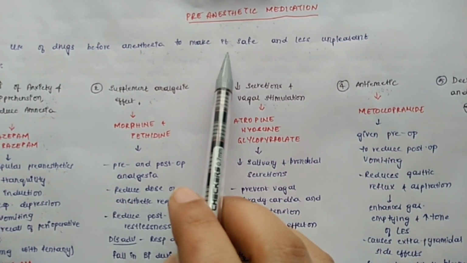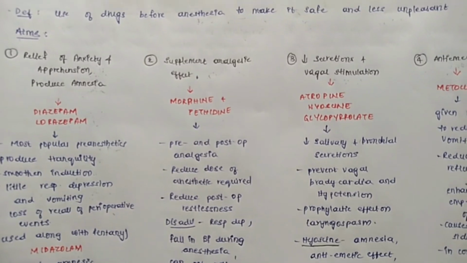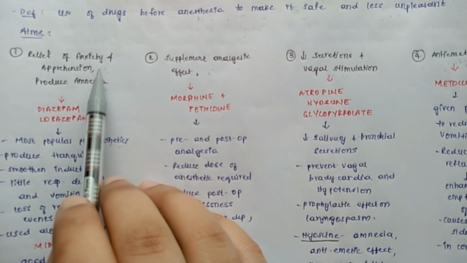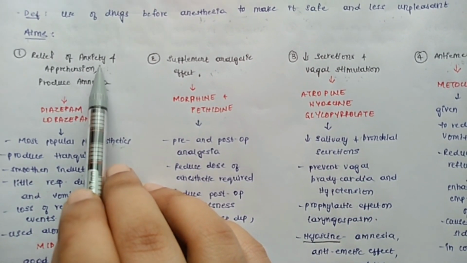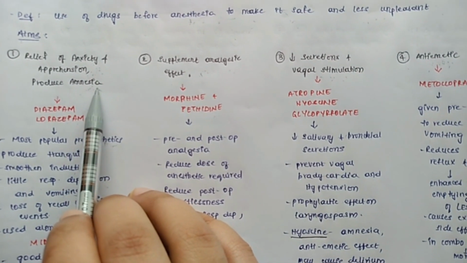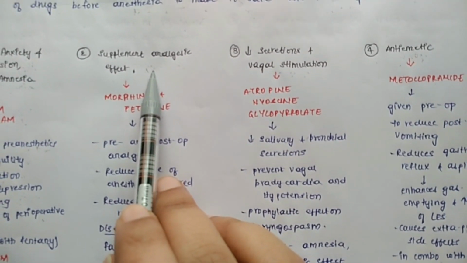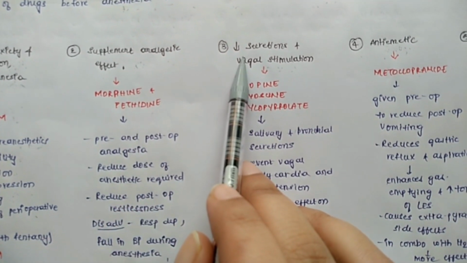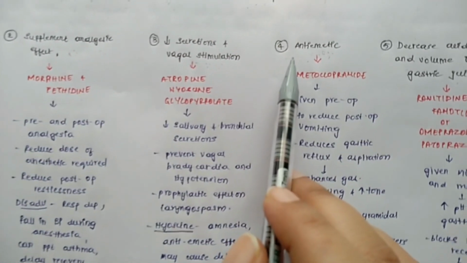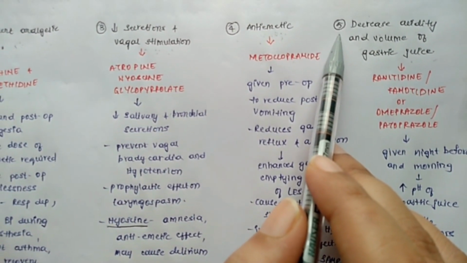So let us know what are the aims and objectives of pre-anesthetic medication. The aims and objectives of pre-anesthetic medication are mainly 5. So let us start with the first one. First of all is to relieve the patient of anxiety and apprehension before the surgery and also to produce amnesia during the surgery. The second one is to supplement the analgesic effect of the anesthetic given. The third one is to decrease the secretions and vagal stimulation that is caused by the anesthetic. Fourth one is the anti-emetic property, and the fifth one is to decrease the acidity and volume of the gastric juice produced.